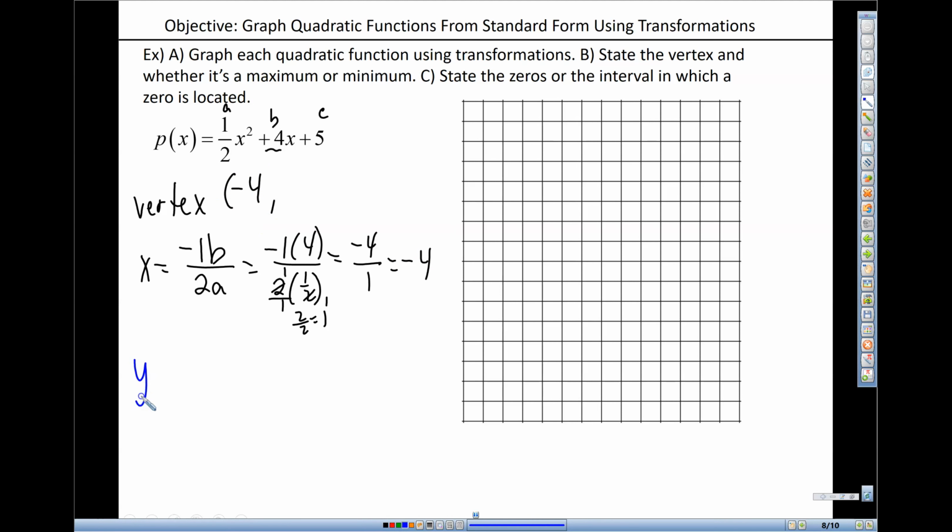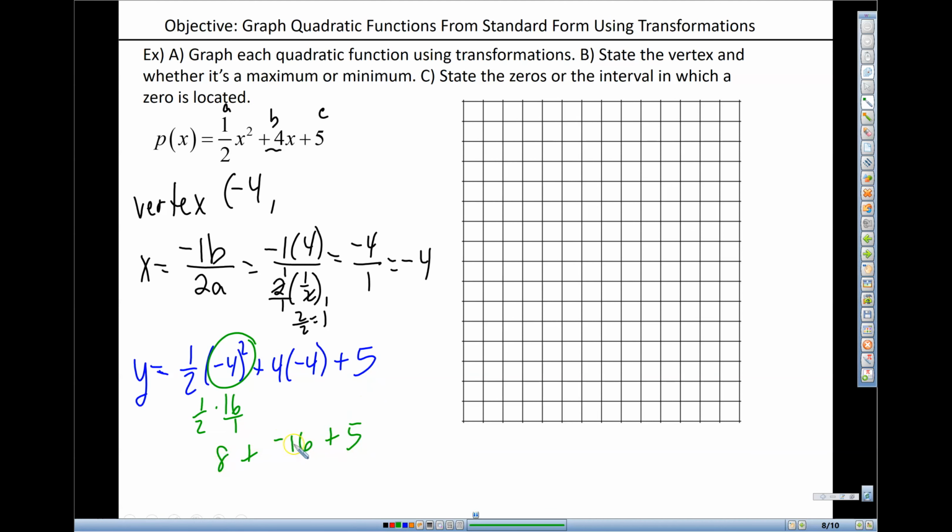Then we find y exactly the same way as we have been. So we're going to do 1/2 times negative 4 squared plus 4 times negative 4 plus 5. So following order of operations, we do our exponents first. Remember that when you square a negative number, that means negative times negative, which is positive. So this is a positive 16 times a half. So that would be 16 divided by 2, which is 8. 4 times negative 4 would be a negative 16. And then we go left to right, so 8 plus negative 16 would be negative 8. Negative 8 plus 5 would be negative 3. So our y-coordinate of our vertex is negative 3.